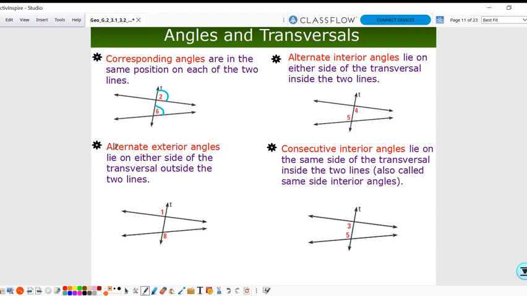Alternate exterior. Alternating means on either side of the transversal, and exterior is outside of the two lines. So angle 1 is alternate to angle 8, opposite sides, and also outside of the two lines. We have alternate interior angles. Again, here's our box inside the lines and on alternating sides. And you have consecutive interior. These are inside the box, but on the same side of that transversal line.